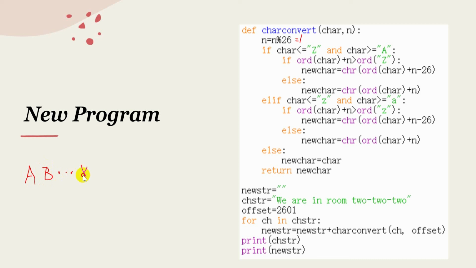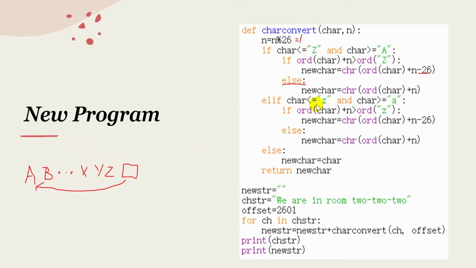X, Y, Z. So if the code point of the character passes Z, let's say it passes it once, then we would minus 26 from it and put it back to A. That way it will stay in the capital letter set. But for else, so if it already stays in the capital letter set, then we just add n to it, add 1 to it, and it stays like that.